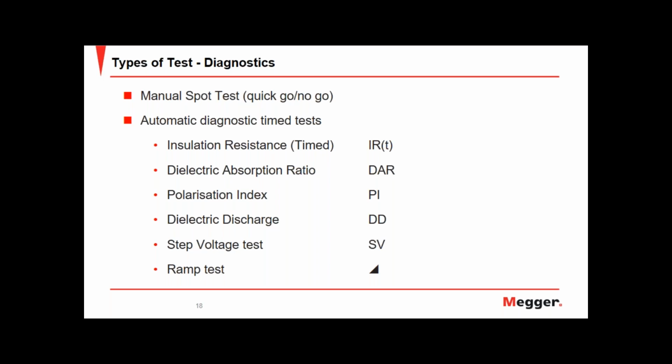We also have a dielectric discharge test, which works in opposite to the other tests. In the other tests, we're applying a voltage and we're taking a measurement. In the dielectric discharge test, we have charged the insulator under test, and then we remove the HV and we allow it to discharge. And we can get a value that can help us to understand the quality of the insulation using the DD test. We also have a step voltage test, in which we apply the voltage in steps, as its name suggests. And we also have a ramp test that applies the voltage in a ramp format.